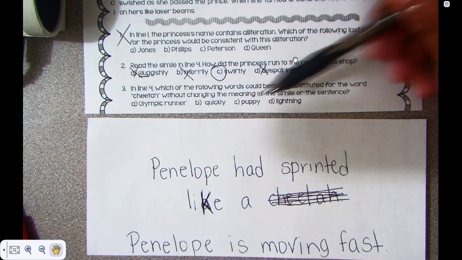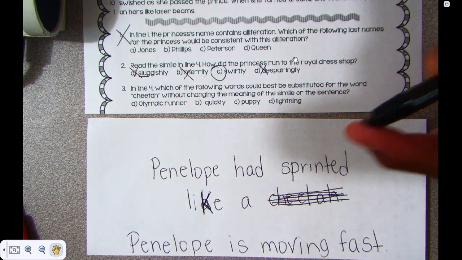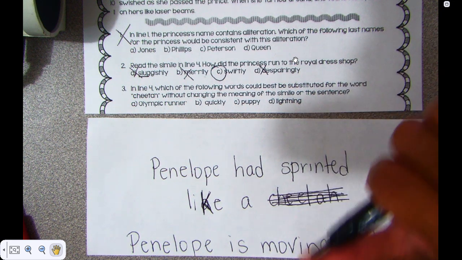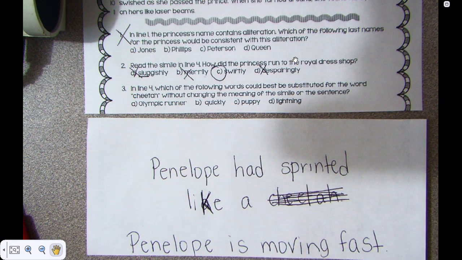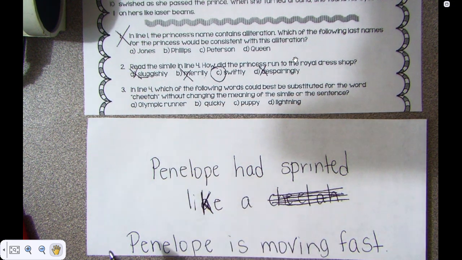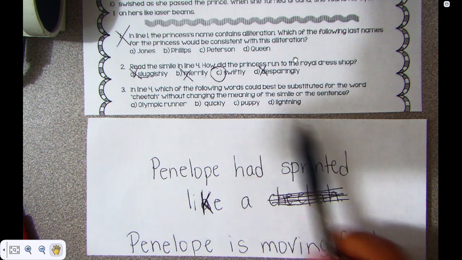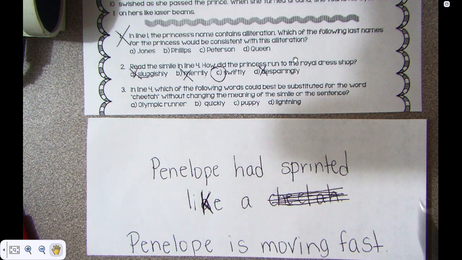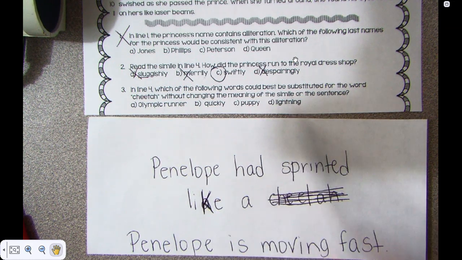Penelope had sprinted like a puppy. Well, okay, when you think of a puppy, you've got to think about what comes to mind. They like to play, they like to run around, but I don't think of puppies because they're little babies still. I don't think of them being very fast. Sometimes they're a little clumsy, they're learning how to move around. So if I'm going to compare her to something to show she's fast, I still think that Olympic runner is the best. Because if I'm in the Olympics and I'm running, I'm one of the fastest runners in the world. The last one, Penelope had sprinted like a lightning.